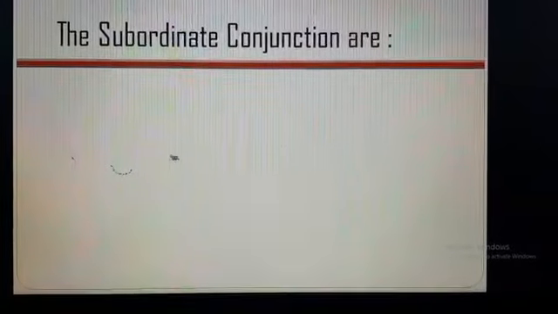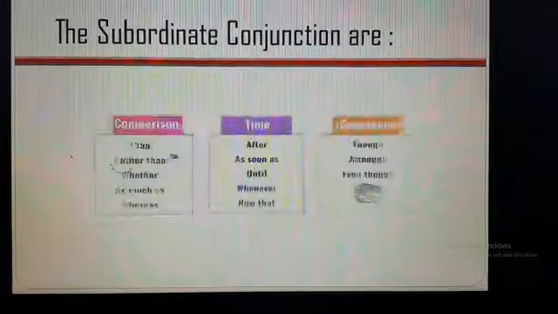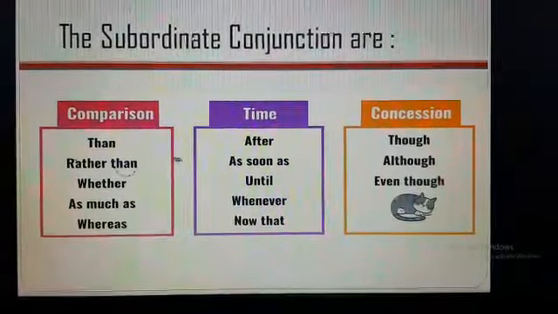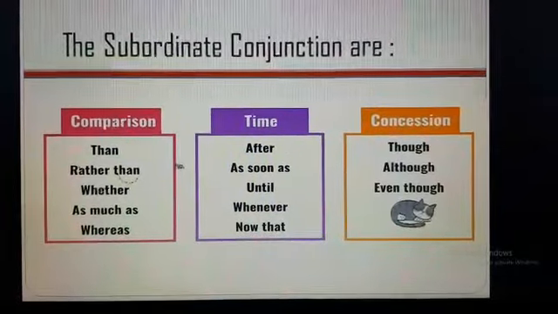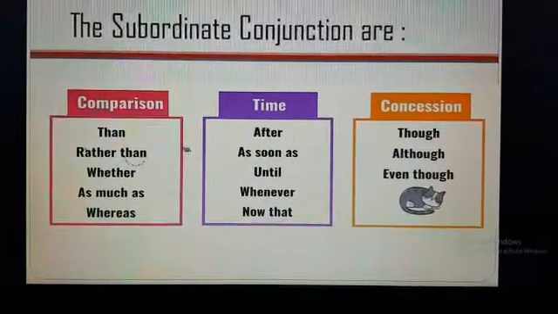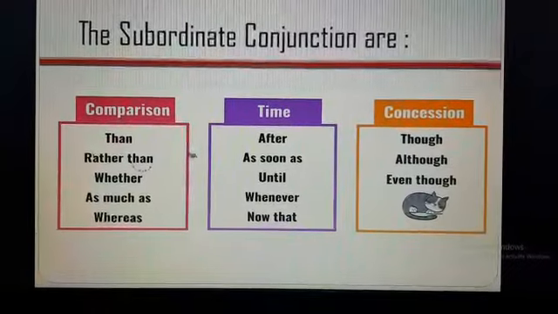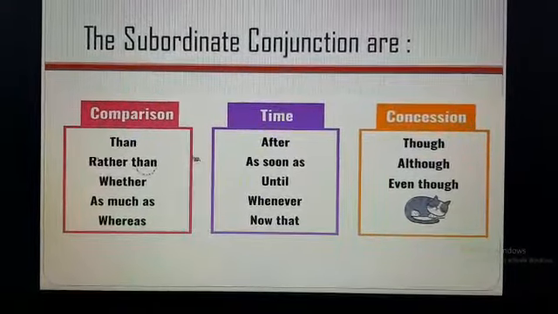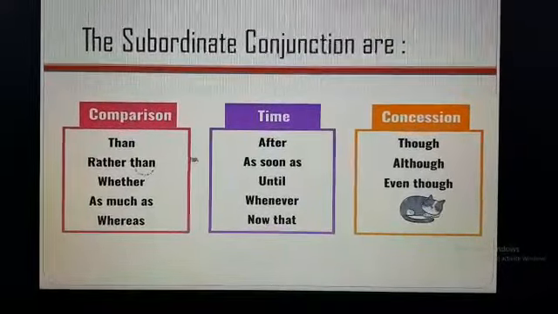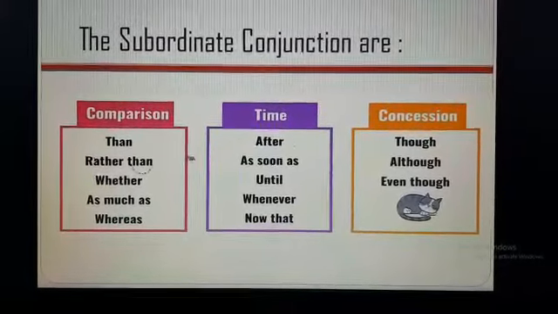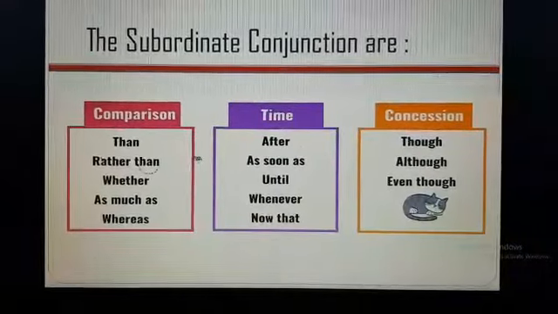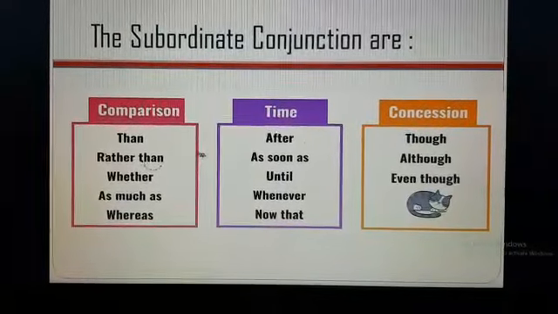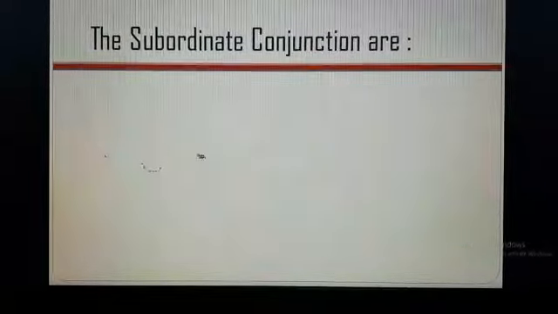The subordinate conjunctions are: for comparison, we use than, rather than, whether, as much as, whereas. For time, we use after, as soon as, until, whenever, now that. For concession, we use though, although, even though.